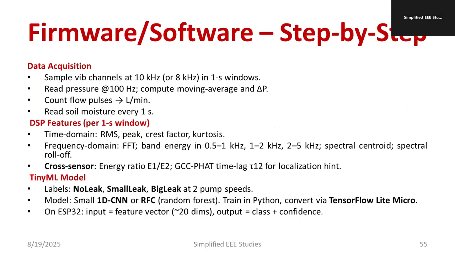A TinyML model for decision making, with labels: no leak, small leak, big leak. You can make different decisions from it. The model is like a small one-dimensional CNN or random forest. Train in Python, convert via TensorFlow Lite for Microcontrollers on the ESP32. For input features, all the sensor data will be given to the microcontroller unit. The output will be the class and a confidence.